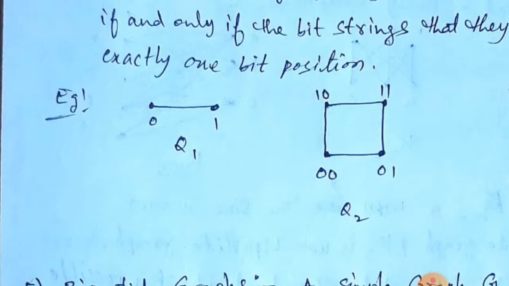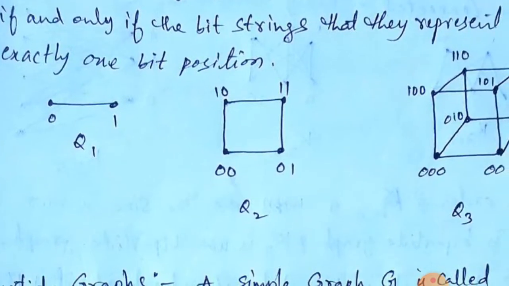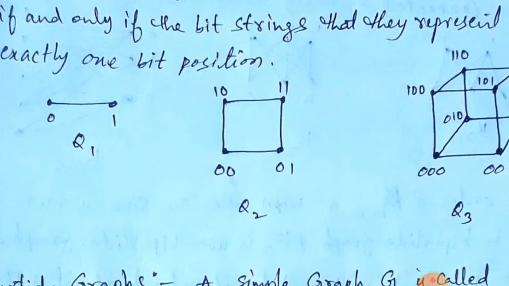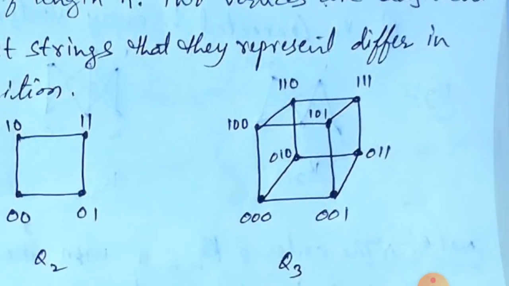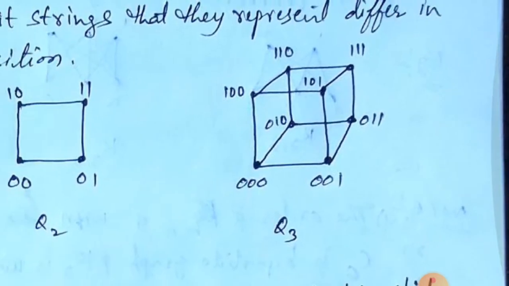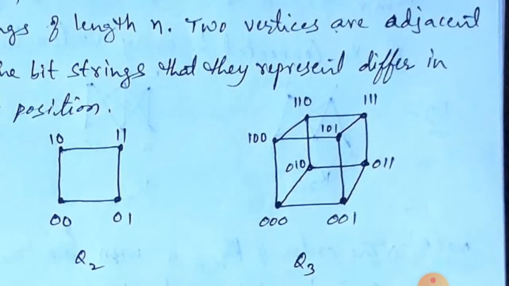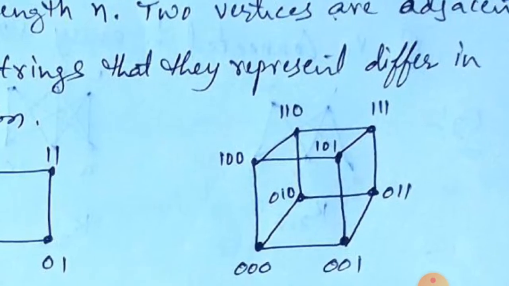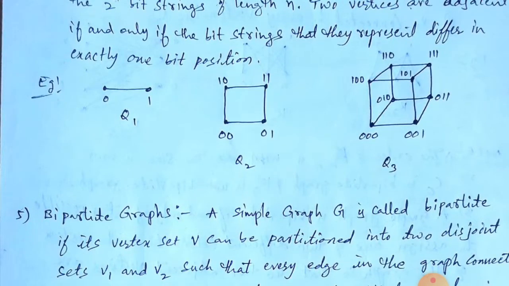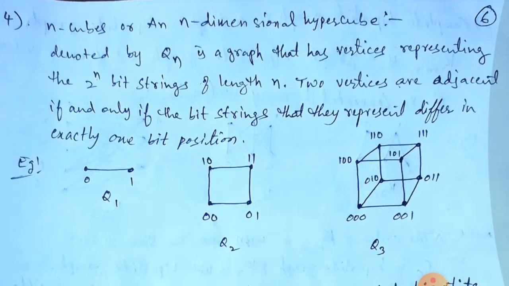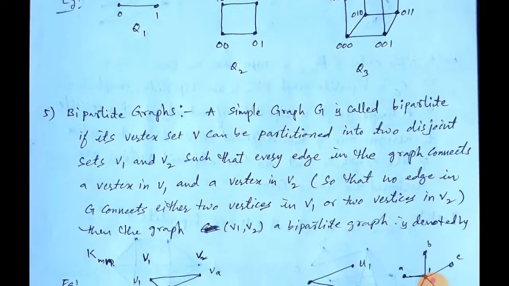Okay, so Q1 has vertices 0 and 1, and Q2 has the vertices 00, 01, 11, 10. So this is the n-cube, we can call it the n-dimensional hypercube. Now observe Q3, a cube, with vertices 000, 001, 011, 010, 100, 101, 111, 110. All these are vertices, and we are naming them. So this is called an n-cube or n-dimensional hypercube.